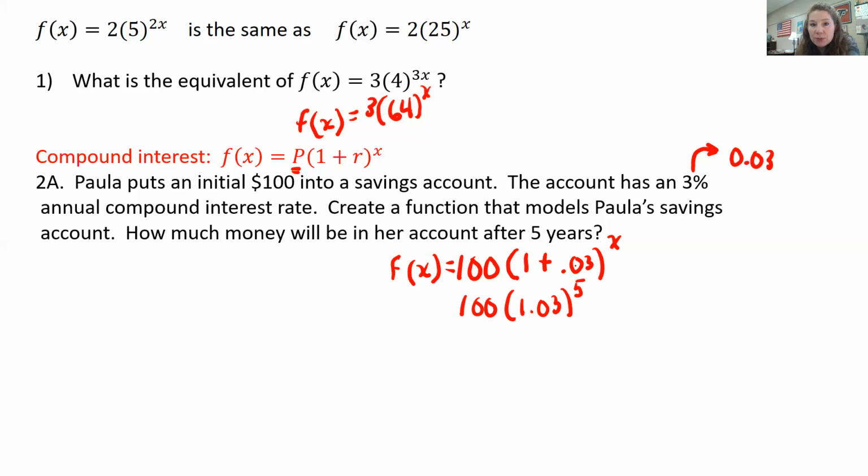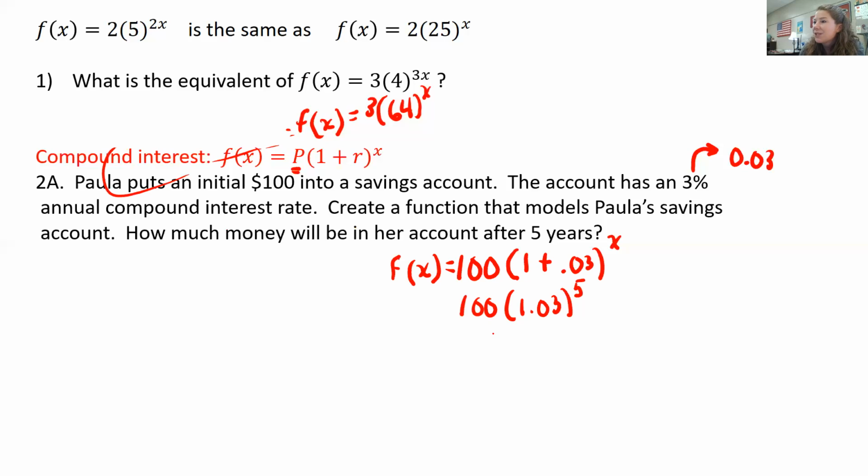So of course, order of operations tells us that we must do exponents first. So 1.03 raised to the 5th power times 100 is, oh, I didn't say times 100. Whoops, let me start over, I'm sorry. So it'd be 100 times 1.03 in parentheses raised to the 5th power.